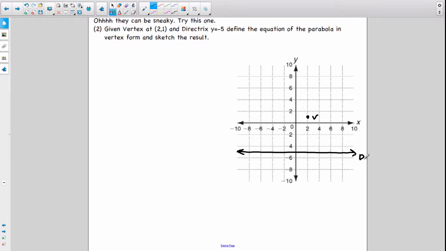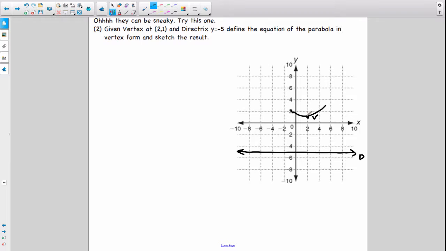I know that a parabola opens away from the directrix and that the focus has to be inside. Well, if this is the vertex and my parabola opens away, my parabola is looking something like this. So my focus has to be somewhere in here, or up here, so to speak. Well, where will it be? It will be exactly the same distance from the vertex to the directrix.